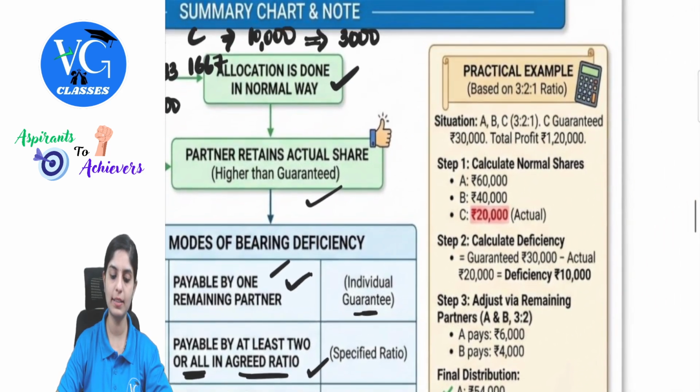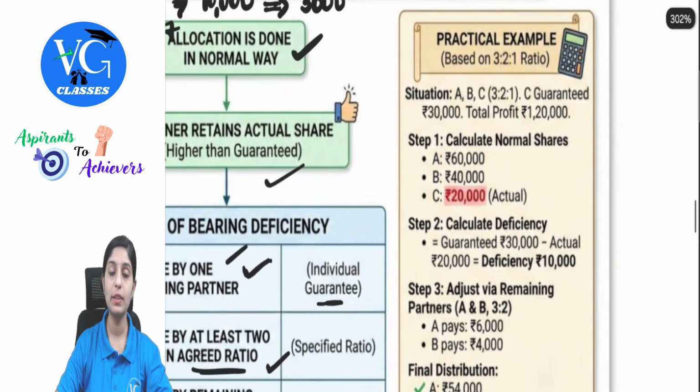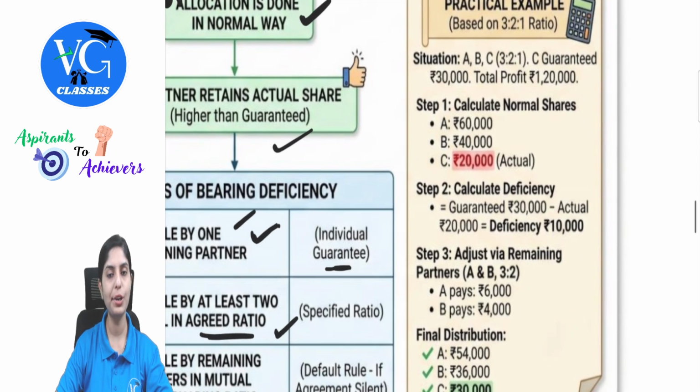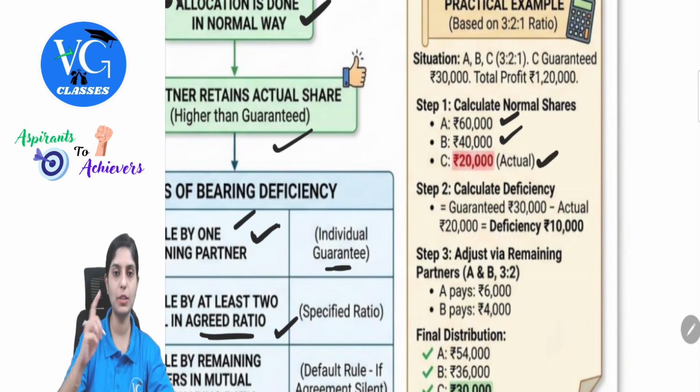Let's understand with an example. Assume there is 3 is to 2 is to 1 as the ratio. C is guaranteed 30,000. Total profit is 1,20,000. This is the total profit of the firm. First, we will calculate the normal proportion. So 1,20,000 into 3 by 6 will be 60,000 for A, 1,20,000 into 2 by 6 will be 40,000 for B, and 1,20,000 into 1 by 6 will be 20,000 for C.